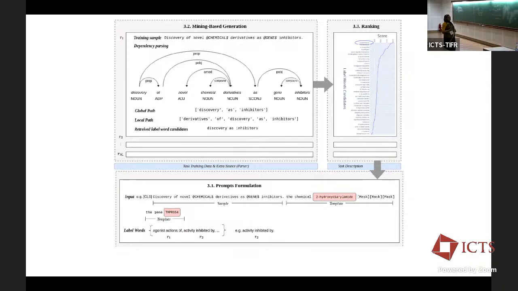So nowadays, most of the effort has shifted to prompt formulation. You take the sentence, give the answers, and then you find out the prompts. For example, actions of, activity, inhibited by, etc. So you have some candidate prompts. You can design prompts, you can have some candidate prompts and rank them to see which ones are better, or you can completely learn the prompts.